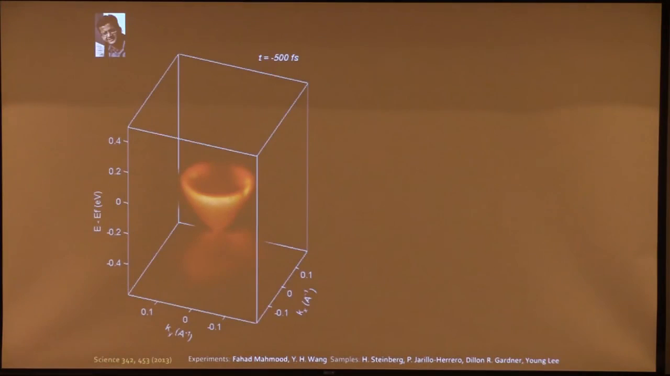Now let me show you a movie of what happens when you shine light into the sample with energy that's below the band gap, about 150 milli-electron volts. This is the original Dirac cone, and this movie is not the difference movie, it's the full movie. So what we are going to watch is what changes in this dispersion as the light comes in. This particular one is taken 500 femtoseconds before the light hits the sample, and let's see what happens.